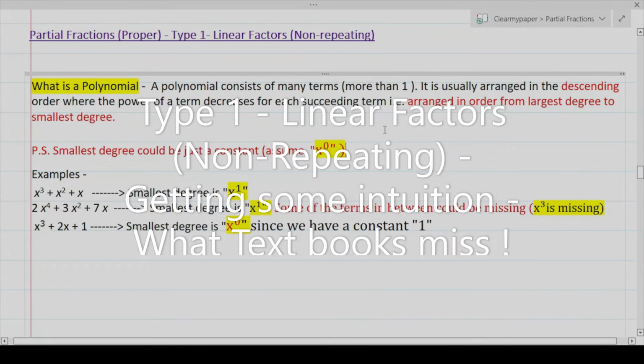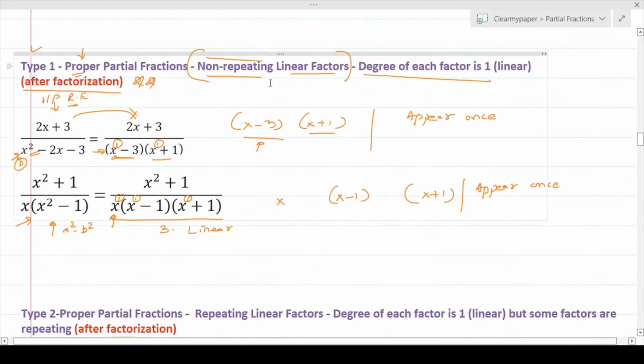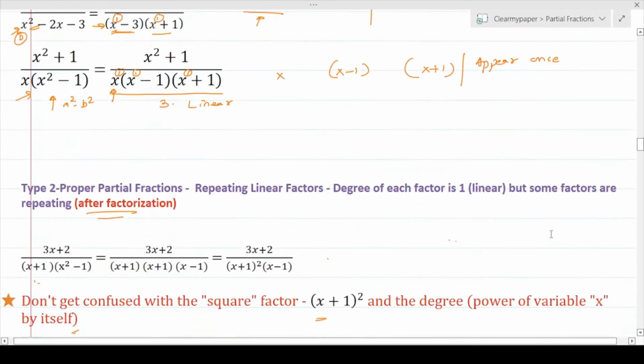In the last video, we were checking out the different types of partial fractions, specifically the proper fractions, and we determined that at a high level there are three types. If you remember, let me scroll up. We discussed that we had three types of proper fractions, and we had parked the improper fractions for later. So let's discuss the first type of proper partial fractions, non-repeating linear factors, in detail in today's episode.